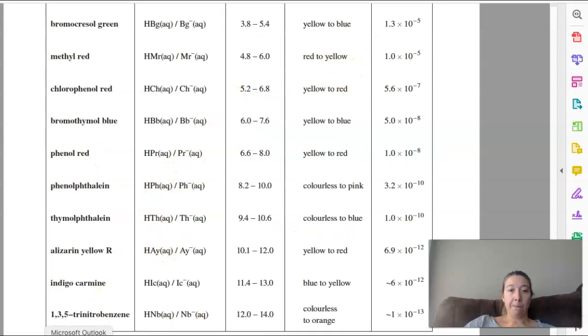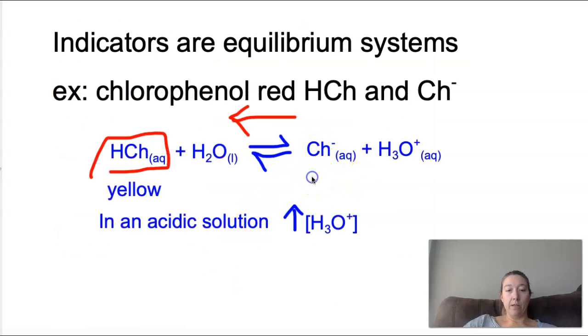Red, yeah. So this guy here is going to have to be the red one, right? The other way we can figure that out is in basic solutions, we would have increased the hydroxide. Hydroxide is going to neutralize the hydronium and thereby decrease the hydronium. That's going to cause my system to shift to the right, and that's why I'm going to see the red color that appears in the solution, okay?